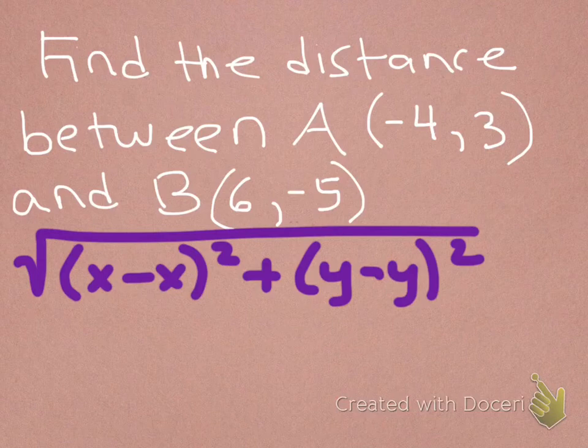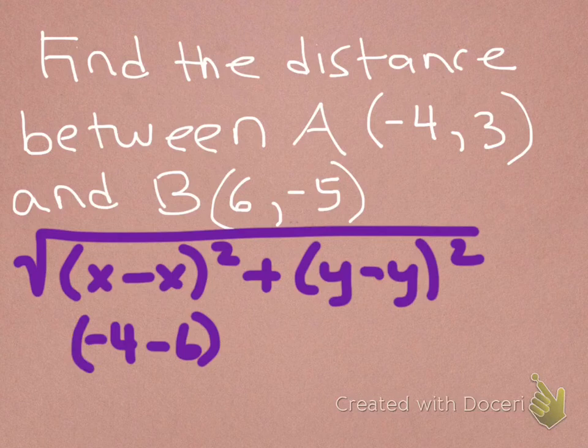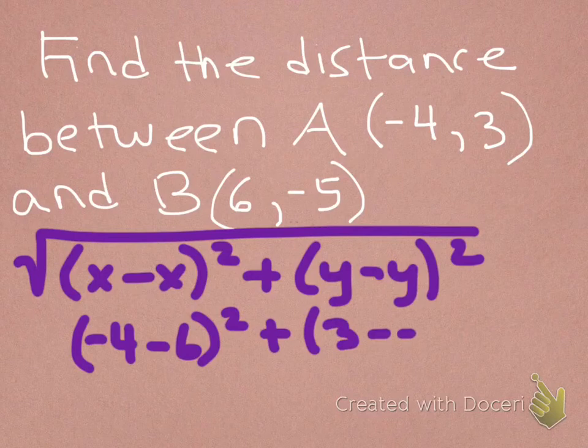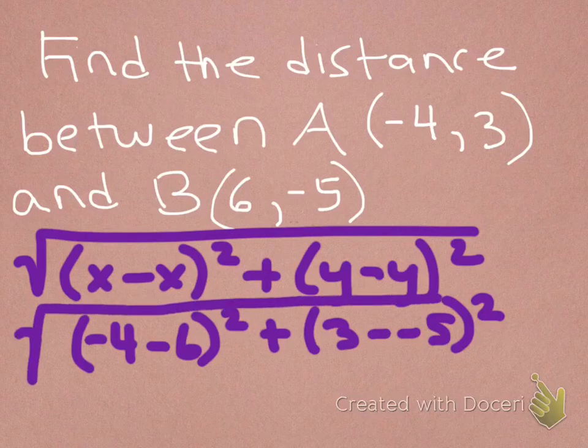So we're going to plug in our x-coordinates, -4 minus 6, square them. Plug in our y-coordinates, 3 minus -5, and square them. It doesn't matter what order that you do your x-coordinates and your y-coordinates because you're going to square them anyway, so it's going to be positive either way.